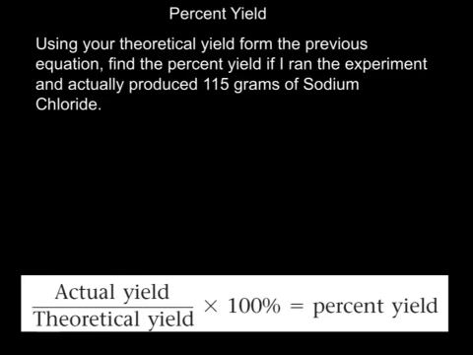Last but not least, let's take a look at percent yield. Alright, and using your theoretical yield from the previous equation. Alright, so what we just found out is that we have a theoretical yield of 124.